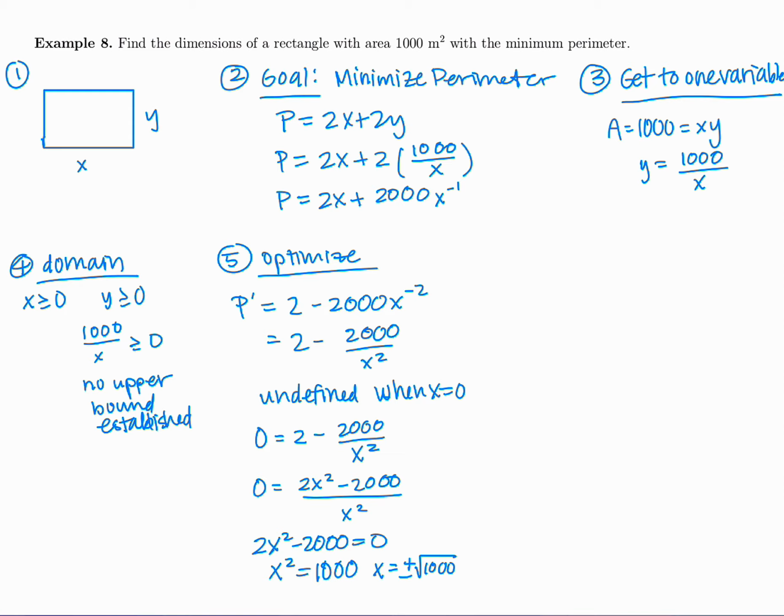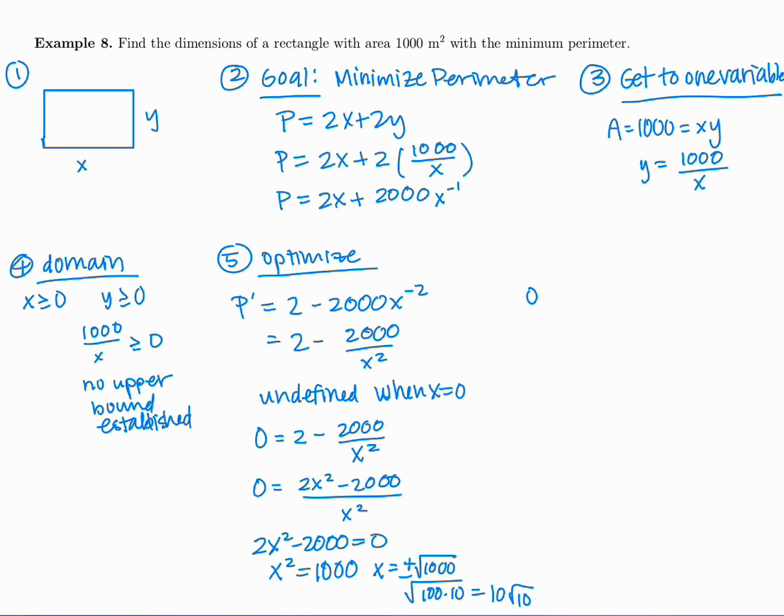Okay, and then just to make things a little bit easier, square root of 1,000, we think of 1,000 as 100 times 10. So this is 10 square root of 10. It's just a slightly nicer way to write that. So that's our only real critical point. That and 0 is like our endpoint.